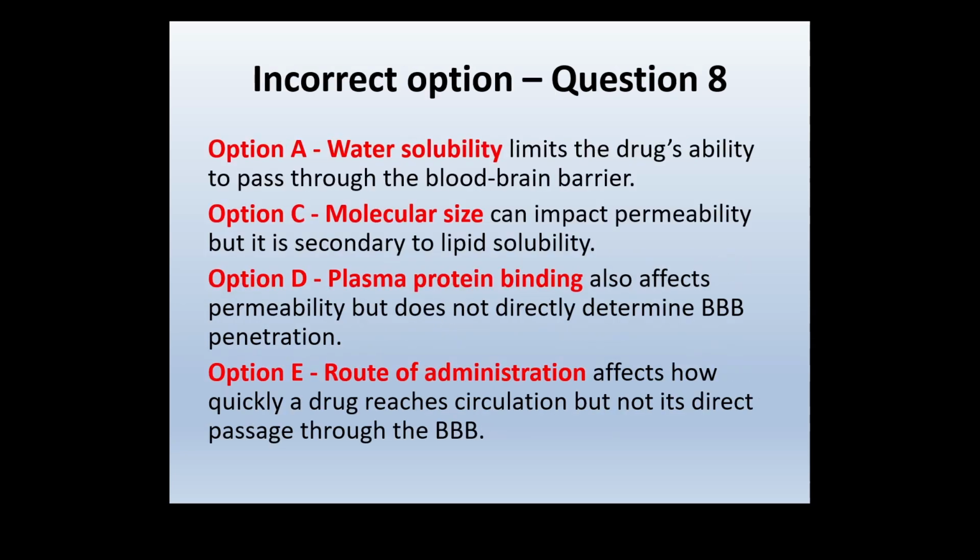Option A, which is water solubility, limits the drug's ability to pass through the blood-brain barrier. Option C, molecular size, can impact permeability, but it is secondary to lipid solubility. Option D, plasma protein binding, also affects permeability but does not directly determine blood-brain barrier penetration. Option E, route of administration, affects how quickly a drug reaches circulation but not its direct passage through the blood-brain barrier. Let's move on to the next question.